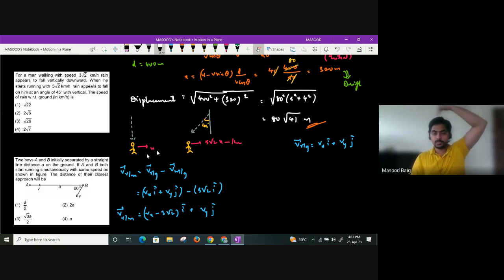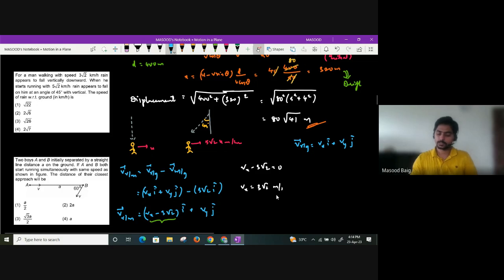So if rain is appearing to fall to him vertically, will there be any horizontal component? No. Because there is no horizontal component, whatever we got should be equal to 0. So what we can write? Vx minus 3 root 2 should be equal to 0. So x component of rain is 3 root 2 meter per second, guys. Is this clear? X component of rain. Now I want to find y component. How will I find y component?